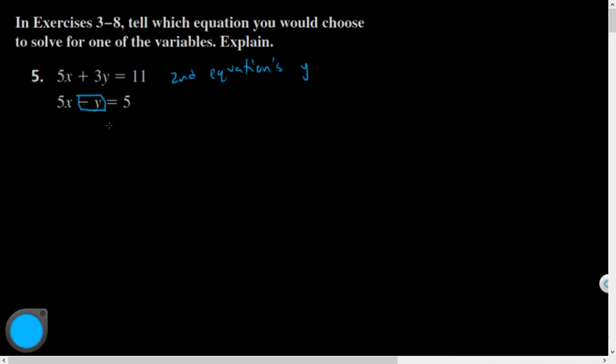Devin? Yeah, the leading coefficient is 1, so that would be the easiest to solve for. Any of the other ones, if I said solve for this x, I would have added y to both sides.